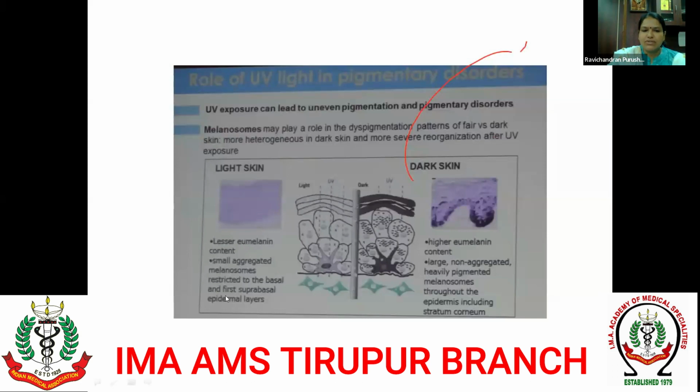The major difference between light skin and dark skin individuals is this: in light skin individuals, the eumelanin content is less, and the melanosomes are small, aggregated, and distributed only in the basal layer and first suprabasal layer. But in dark skin individuals, the eumelanin content is high, the melanosomes are very high in content, non-aggregated, and distributed throughout the epidermis, even up to the stratum corneum.